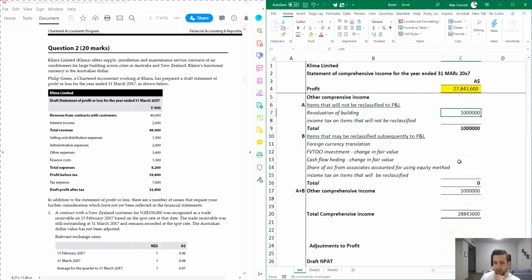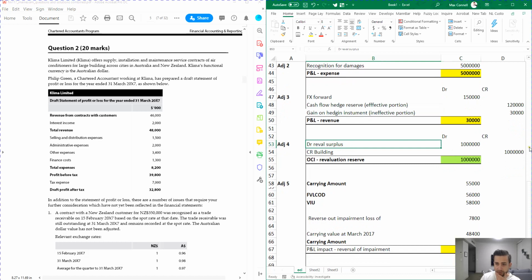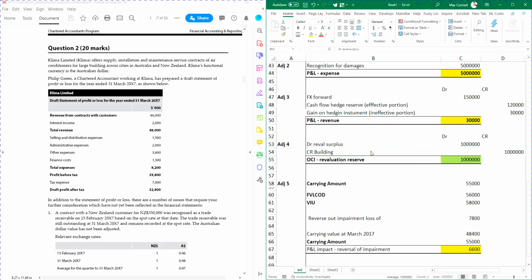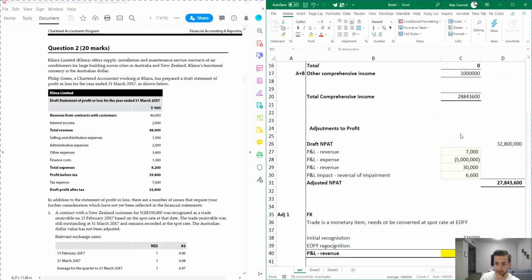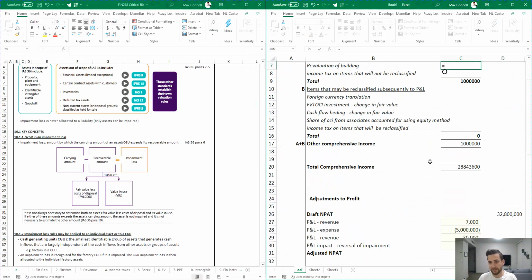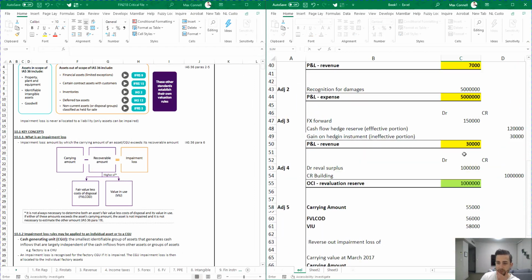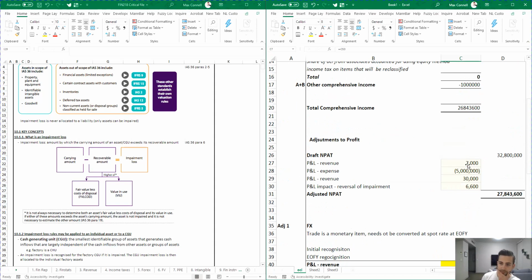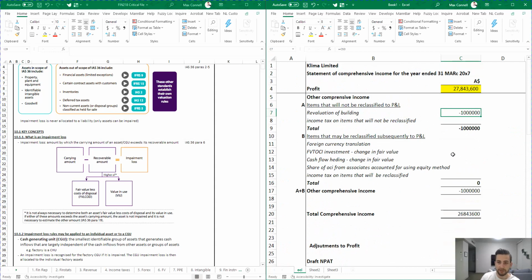The only question is, which way does it actually go? So let's have a look at the journal. See how this is a debit revaluation surplus, and this is credit building. So this is the one we want over here. So this one's actually going to be a debit, because we have to link into the journal. So because it's a debit, it's going to be a negative as opposed to a positive. Because if you think about it, credit is income, debit is expense, you know? So it's going to be negative. Okay? Alright, moving on.